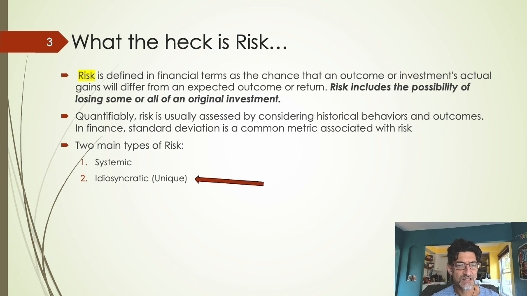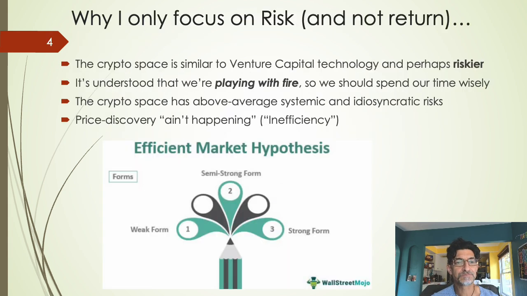What else? We already mentioned the two types of risk, systemic and idiosyncratic. And of course, there are ones that are used in books that have to do with variance and standard deviation, which we won't talk about today.